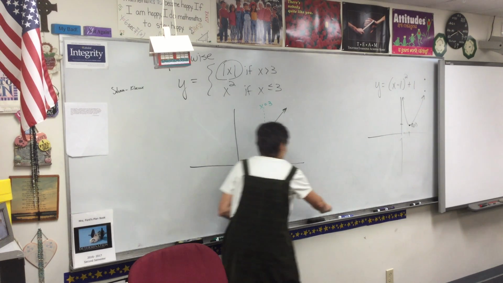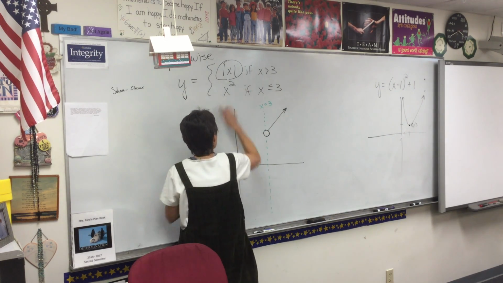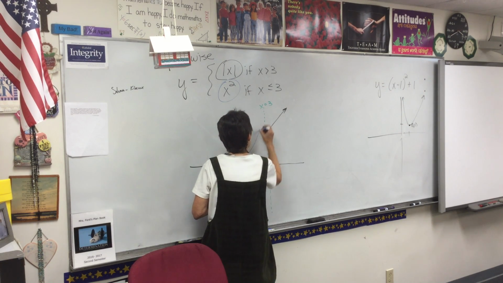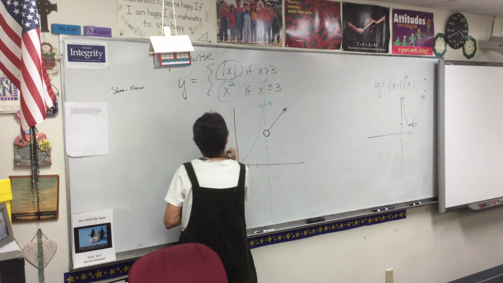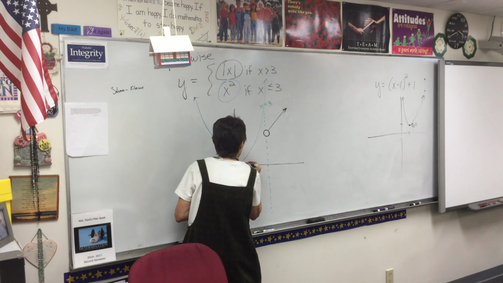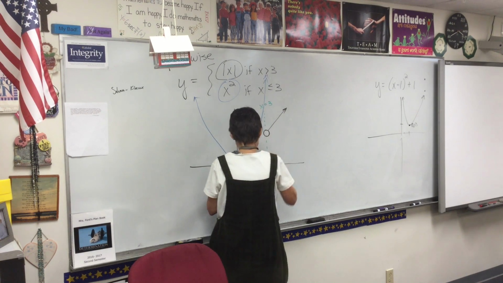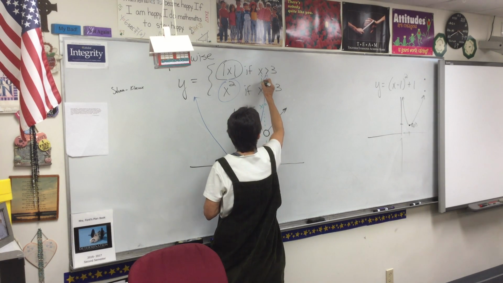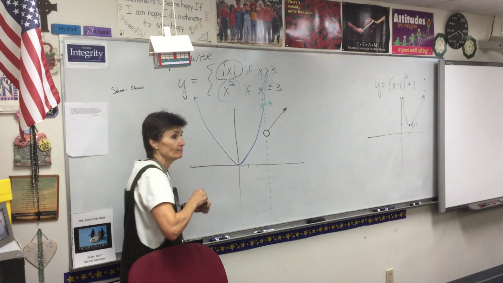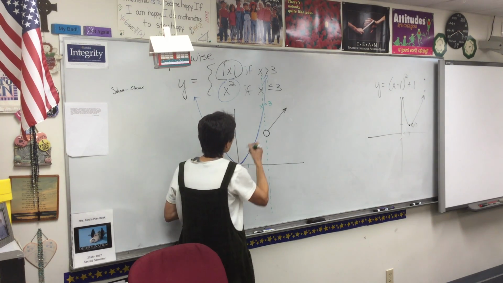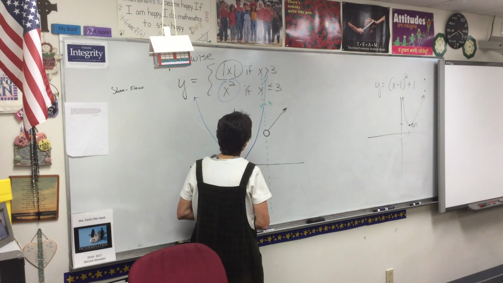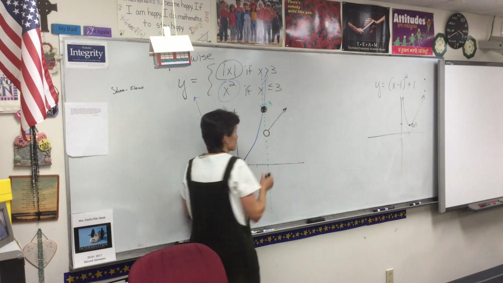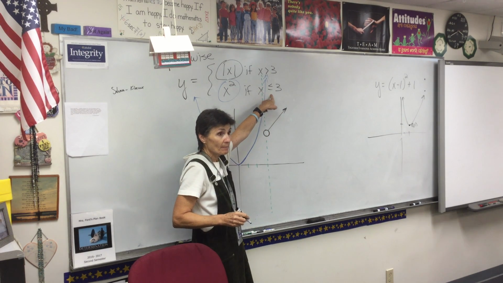Now, what shape is this? That's a parabola. So I'm going to sketch in my parabola. It, too, is going to cross my green line, right? It crosses my green line right here, and I'm going to make that a solid dot because of that.